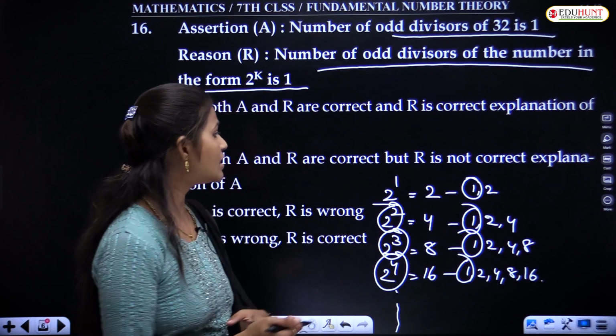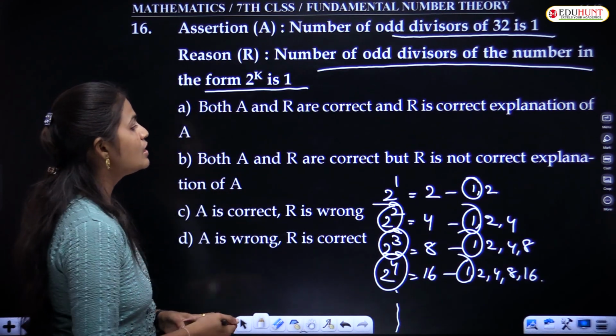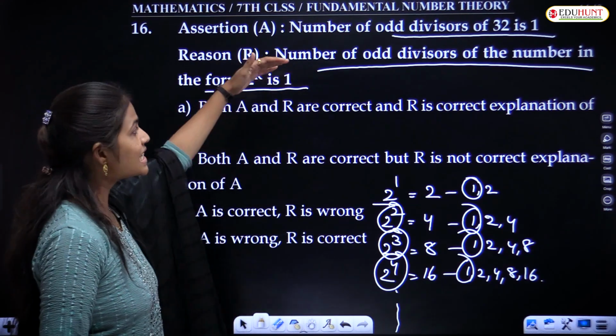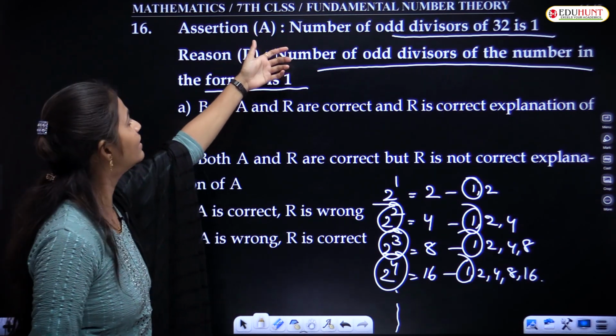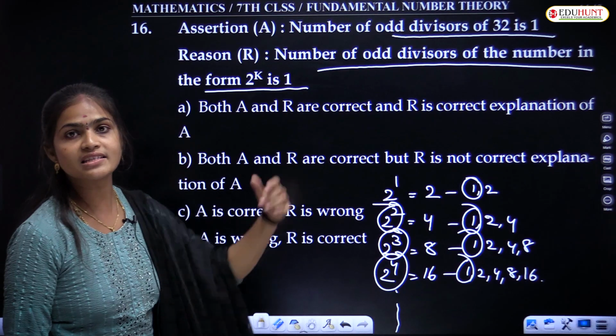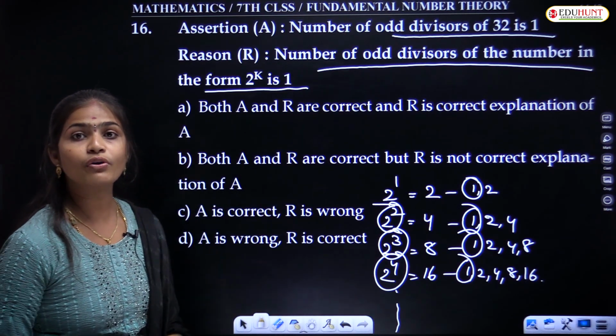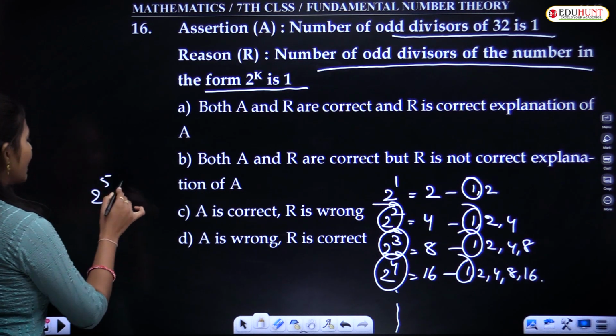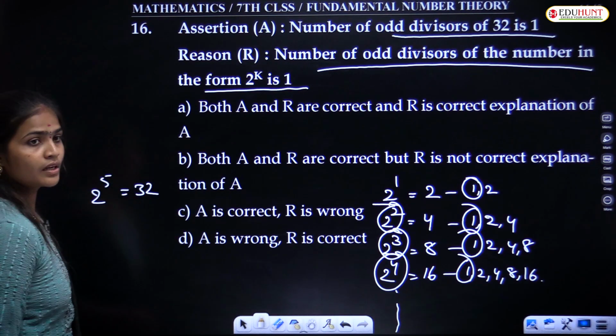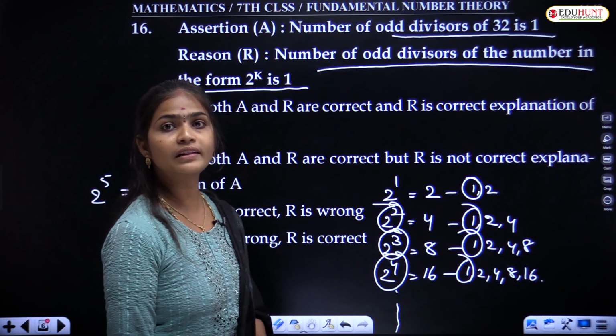Okay, so the same concept we have to use here. So what is the given assertion? Assertion means the given statement. What is that statement? See here, number of odd divisors of 32. 32 is 2 power 5, since 2 power 5 is equal to 32.